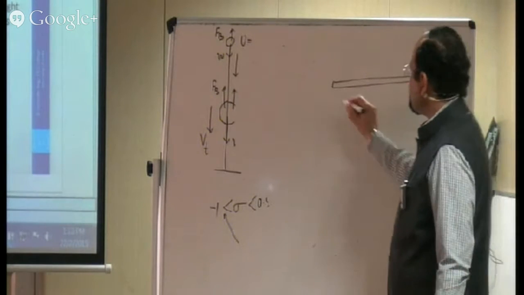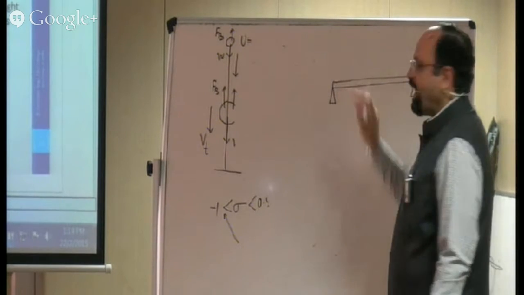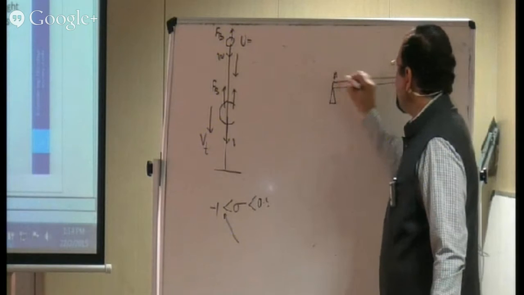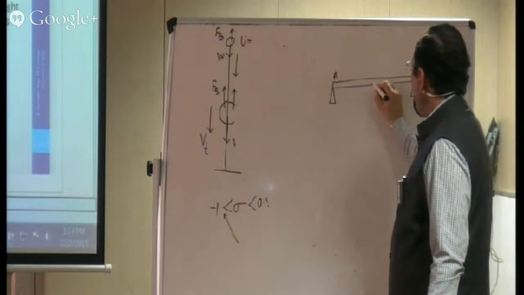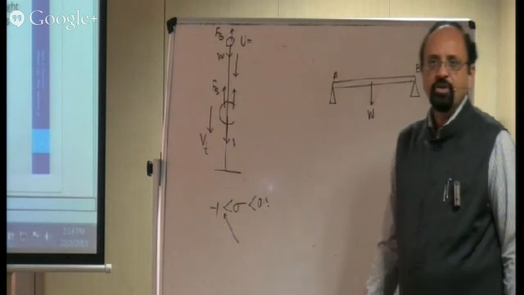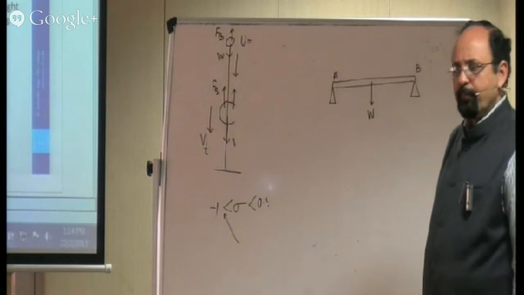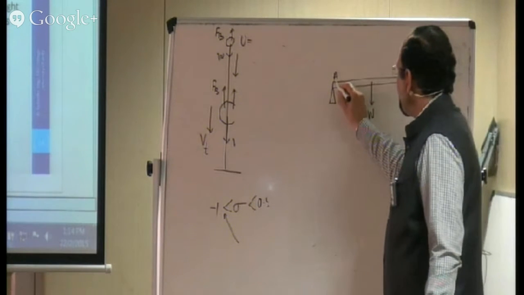Suppose I fix it or I support it from the ends. So this end is A, this end is B, and from the middle I put a load W. From the middle I put a load. What normally we notice? This bends a bit.